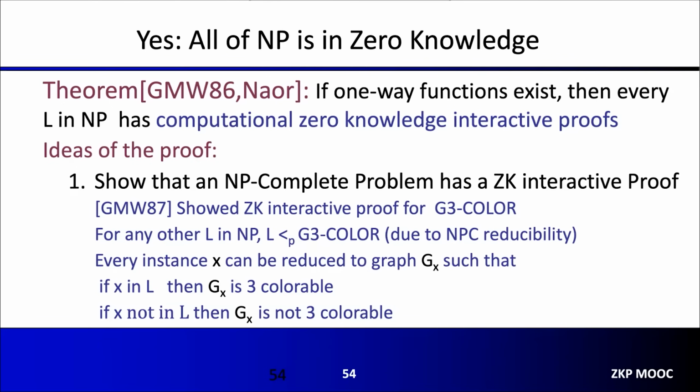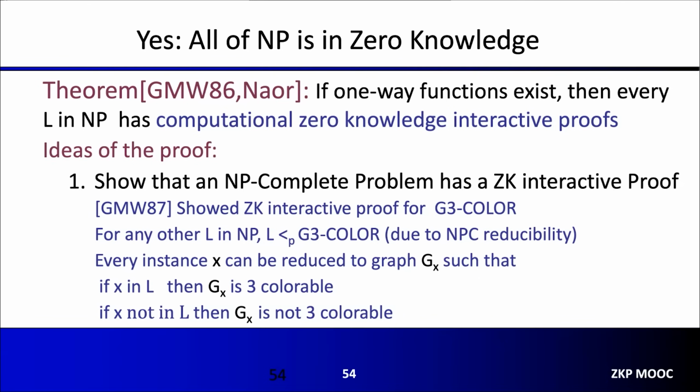That means that if I had a way to give a zero-knowledge interactive proof of whether the graph G sub X is three colorable, it will also imply that I have a zero-knowledge interactive proof of X being in the language, for every language which is in NP. So what they showed in their paper is a zero-knowledge interactive proof for a particular NP complete problem, the three coloring problem. And I'll show you in a minute how to do that.